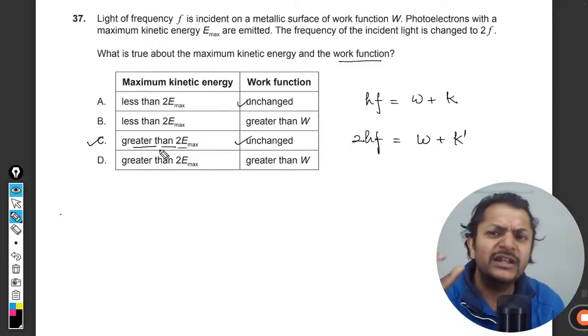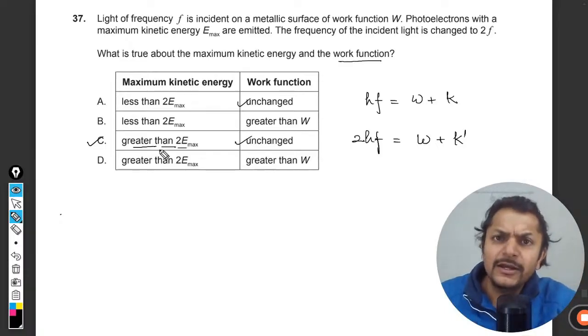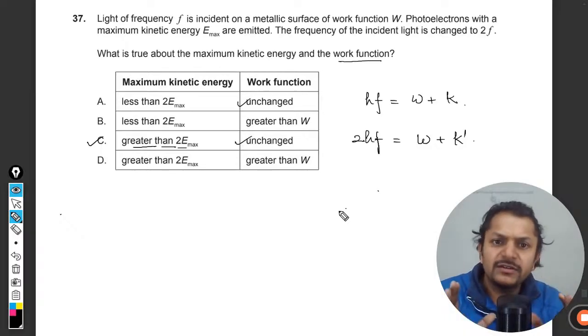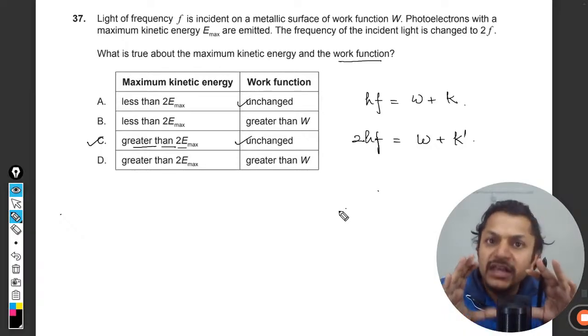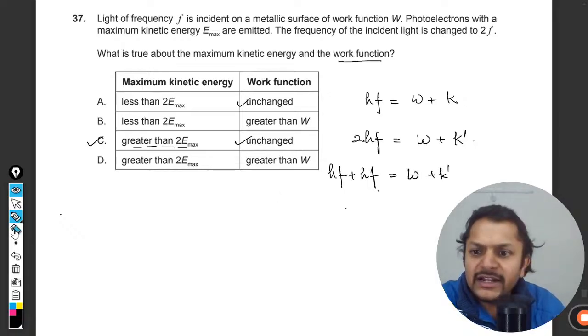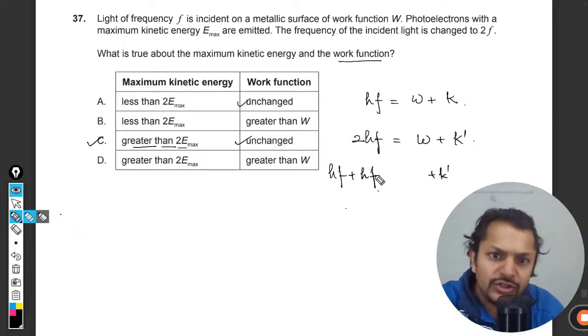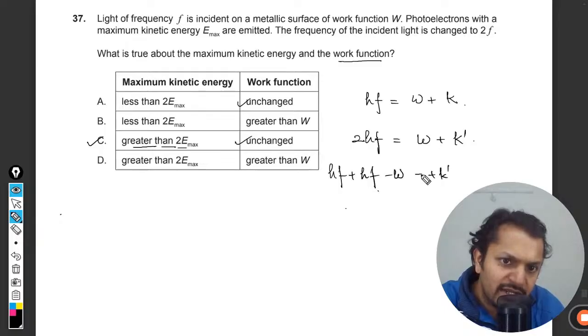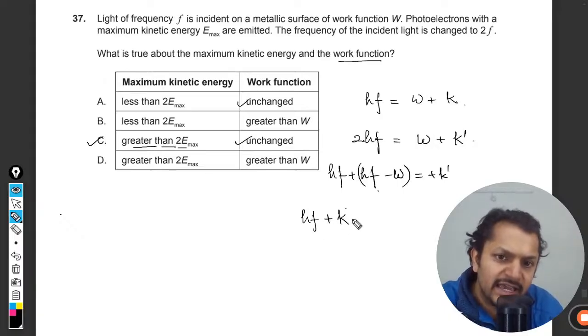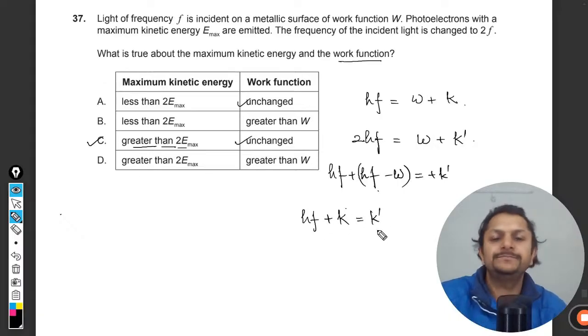But how can you explain that it is greater than 2 Emax? That is a bit dicey here. Let us see. What we do here is play with the equation. This hf is written as hf plus hf, and that is W plus K dash. Let us take W to the other side also, so that will become hf minus W is equal to K. So it will be hf plus K is equal to K dash.